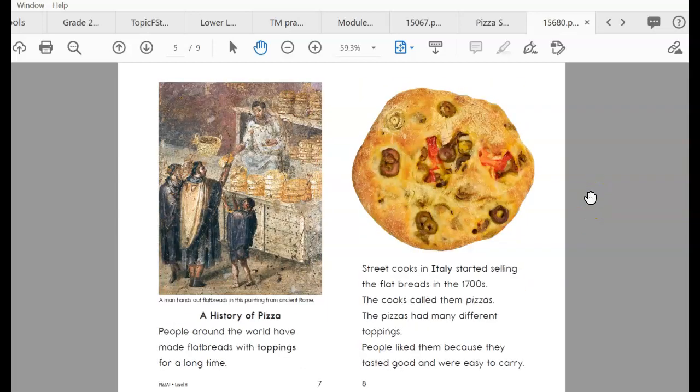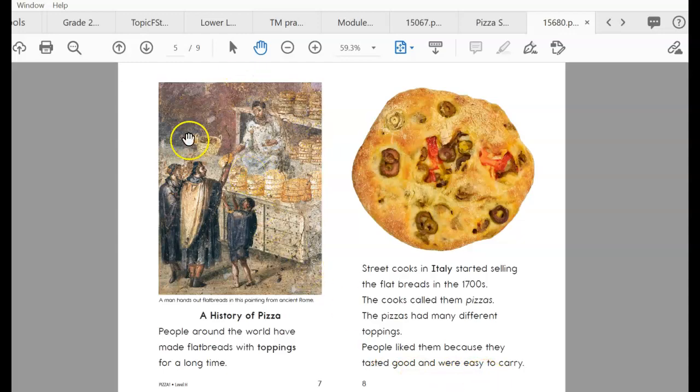Okay. Now this to me does not look like pizza, but I'm going to read about it a little bit because it says, a history of pizza. People around the world have made flatbreads with toppings for a long time. Street cooks in Italy started selling the flatbreads in the 1700s. The cooks called them pizzas. The pizzas had many different toppings. People liked them because they tasted good and were easy to carry.